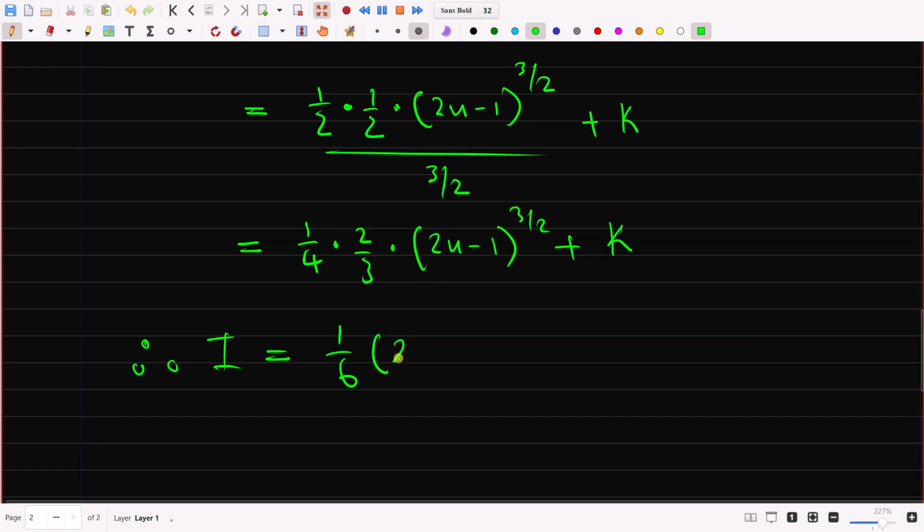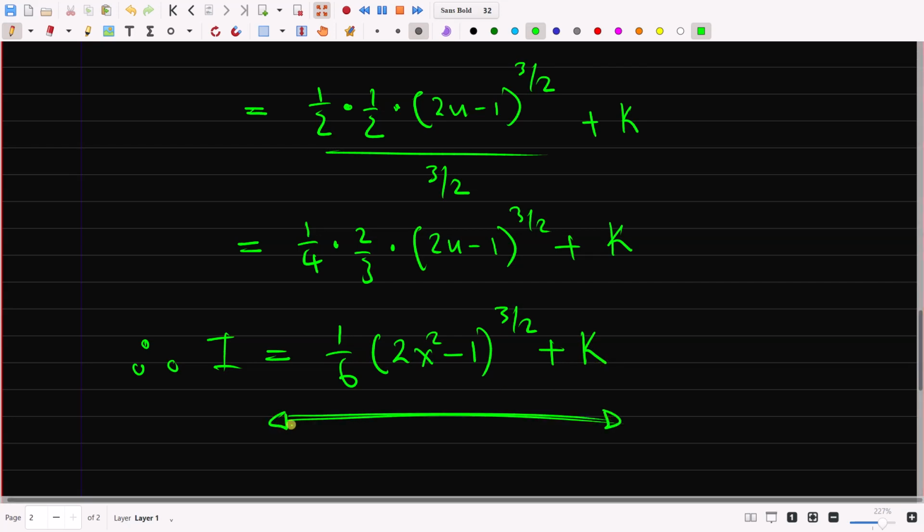Then u, remember, is standing in the position of x squared. So we get (2x squared minus 1) to the power 3 over 2, then plus k. So this finishes the integral. So this is how you make use of integration by substitution to solve problems.